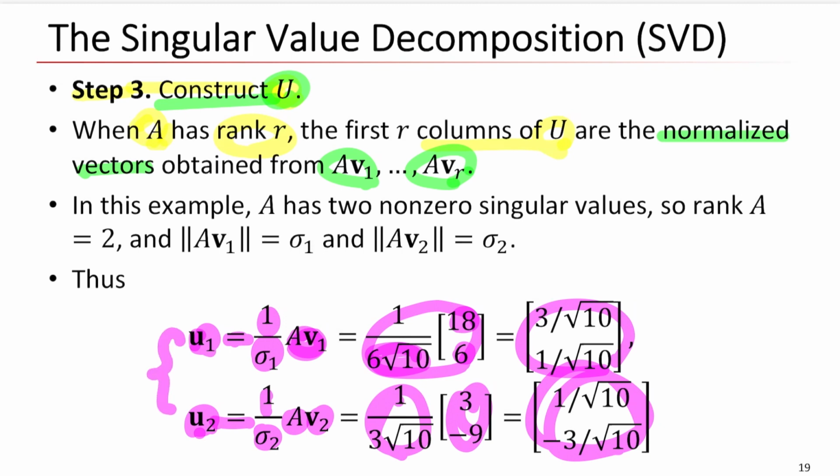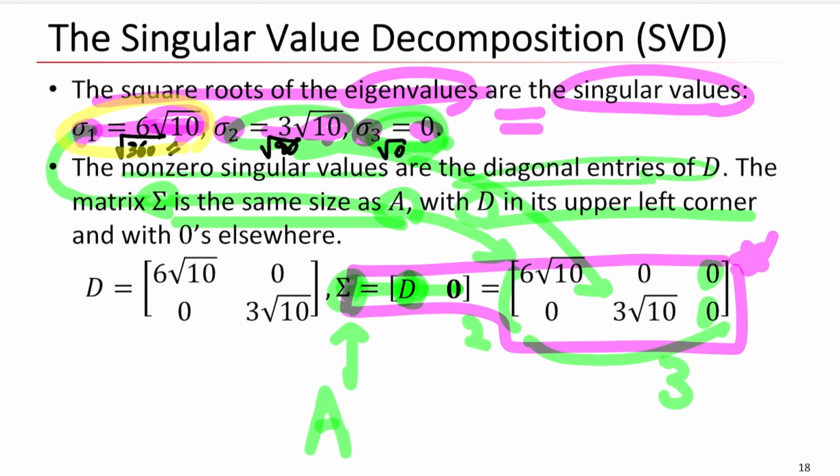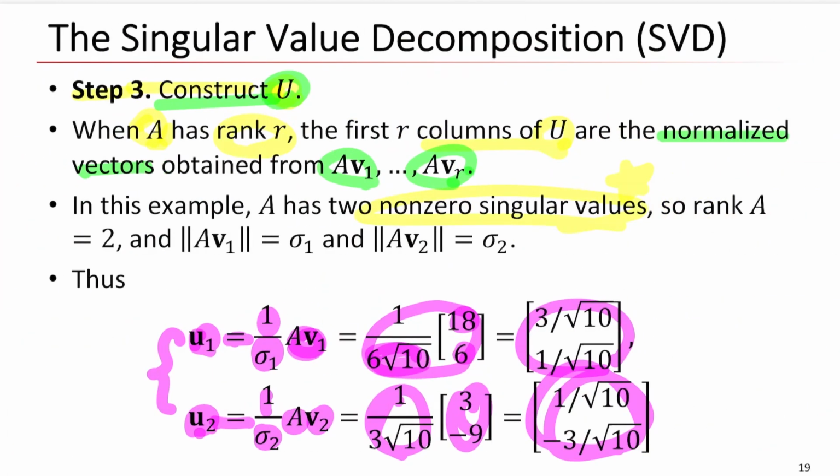But in this case, A has two non-zero singular values. Where is that? This one and this one, right? The rank of A is just 2. Rank A is equal to 2, right? So we can find out the U1 and U2 directly from the V1 and V2, right?